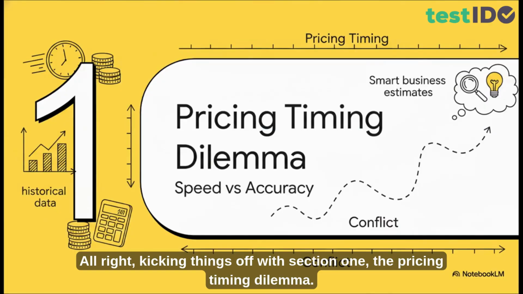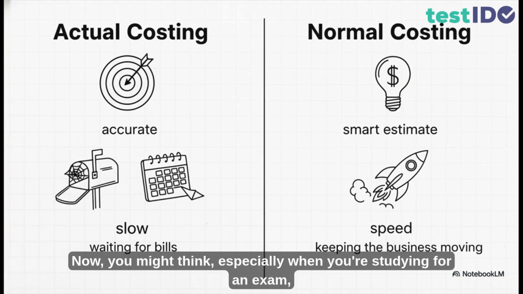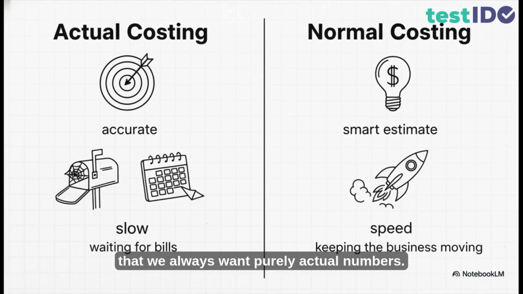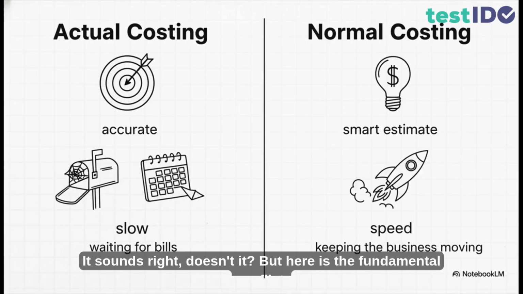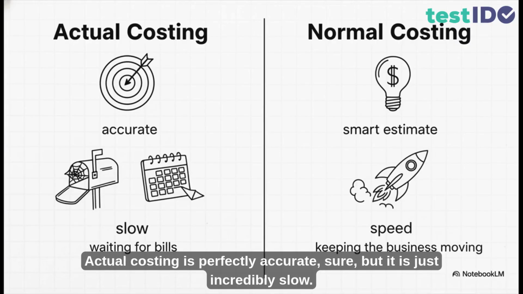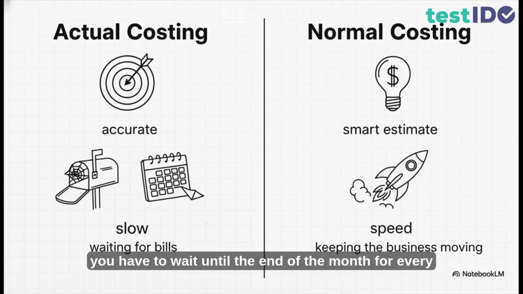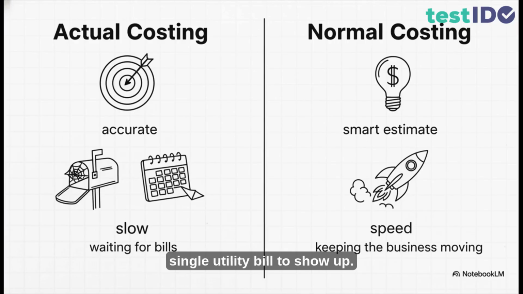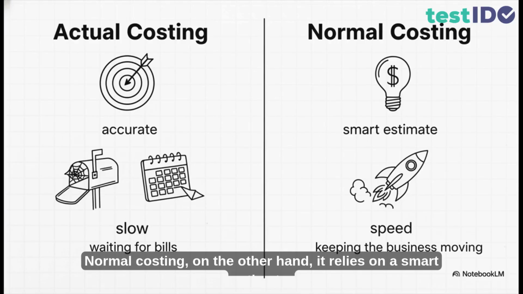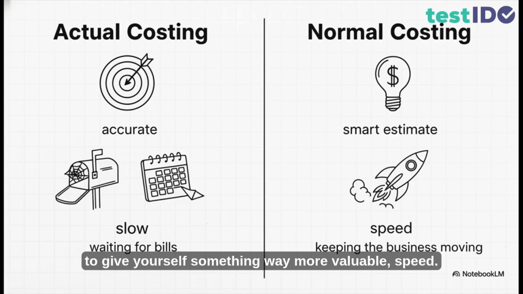All right, kicking things off with Section 1, the pricing timing dilemma. Now, you might think, especially when you're studying for an exam, that we always want purely actual numbers. It sounds right, doesn't it? But here is the fundamental conflict. Actual costing is perfectly accurate, sure, but it is just incredibly slow. You simply cannot price a product efficiently if you have to wait until the end of the month for every single utility bill to show up. Normal costing, on the other hand, relies on a smart estimate. So you're sacrificing just a tiny bit of perfect historical accuracy to give yourself something way more valuable: speed. It's what actually keeps the business moving forward.